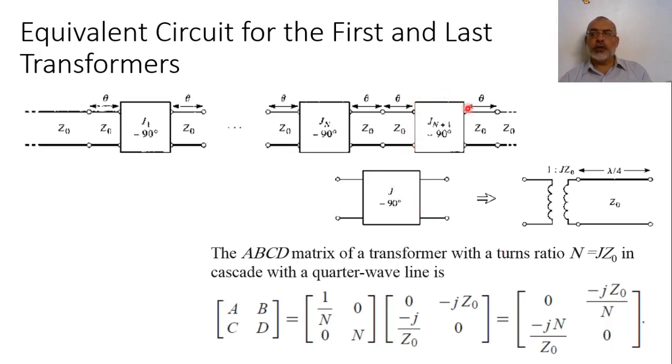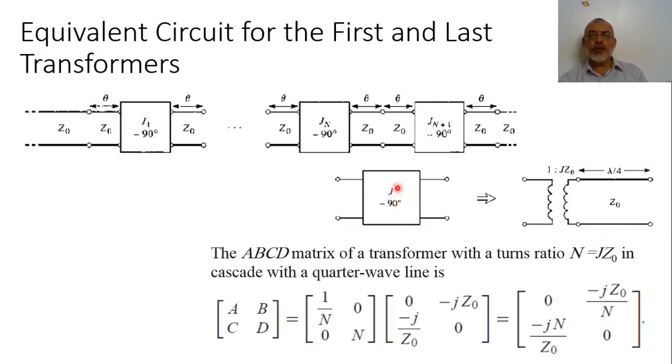Now for the case of the edge transformer, assuming that we are talking about J1 or Jn plus 1, J1 is connected to a transmission line section of length only theta. Theta is equivalent to pi over 2, or length lambda over 4. So pi over 2 or lambda over 4 corresponds to a phase shift of pi over 2, which means that we have J. In this case, the ABCD of the transformer connected to a transmission line section of length lambda over 4 can be obtained as the ABCD of the transformer multiplied by the ABCD of a transmission line of length lambda over 4.